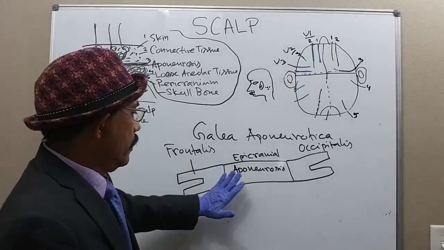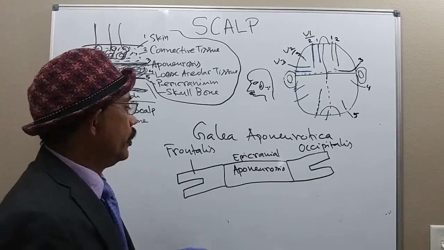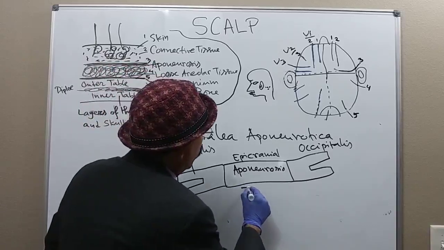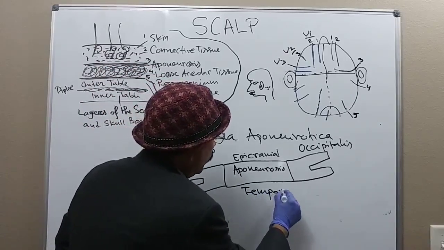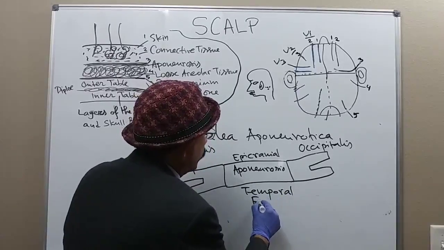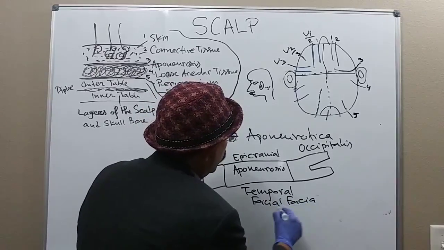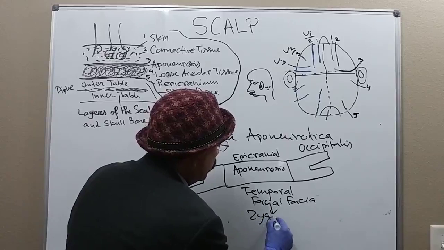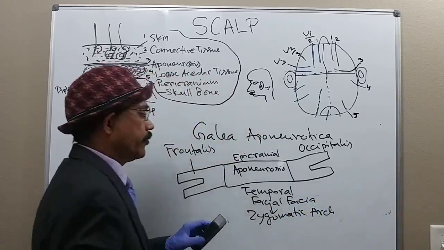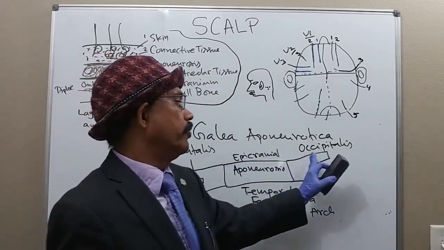So this is important. The idea is that this aponeurosis is connected to the temporal fascia and attached to the zygomatic arch on each side. Okay, we got that. Frontalis can move, occipitalis can move.